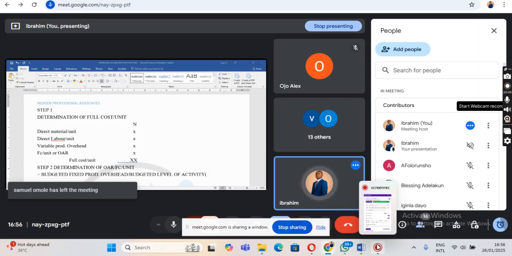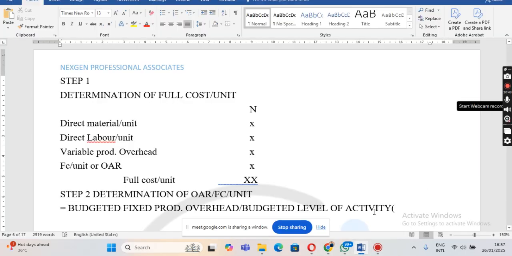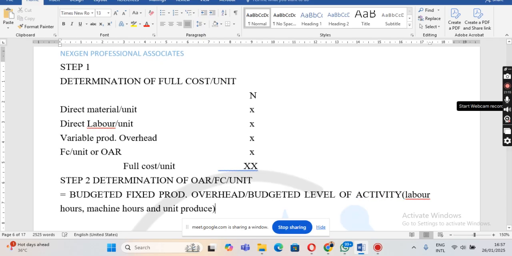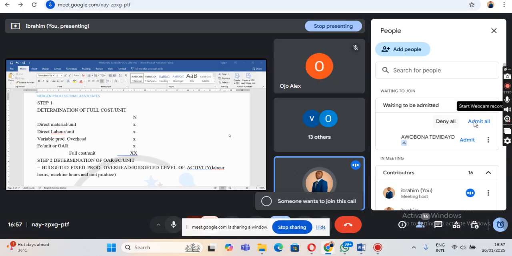Is it based on labor hours? You check from your question. Is it based on labor hours, or is it based on machine hours, or units produced, budgeted units produced, right? And that is it. So you observe from your question, and with this it will give you your OAR, which is the overhead absorption rate.